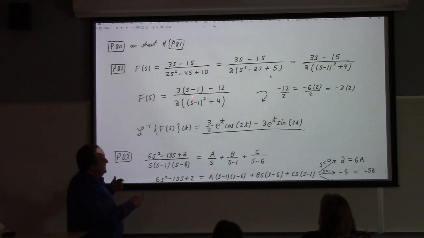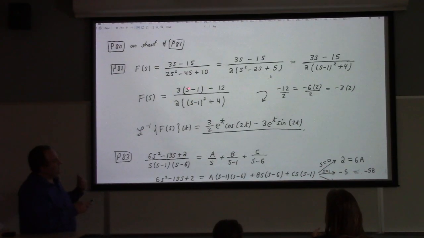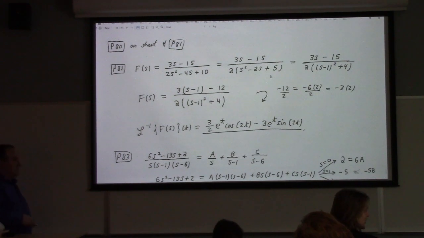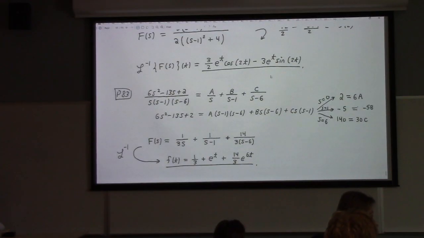But this anticipates the inverse transform, namely that this is going to give me 3/2 e to the t cosine 2t. And then over here, don't forget the 2's out there, so minus 12 over 2 is actually like minus 6 over 2, which is, by the way, minus 3 times 2. I need the 2 to go into the inverse transform of the sine, but the 3 remains, so I get minus 3 e to the t sine 2t.